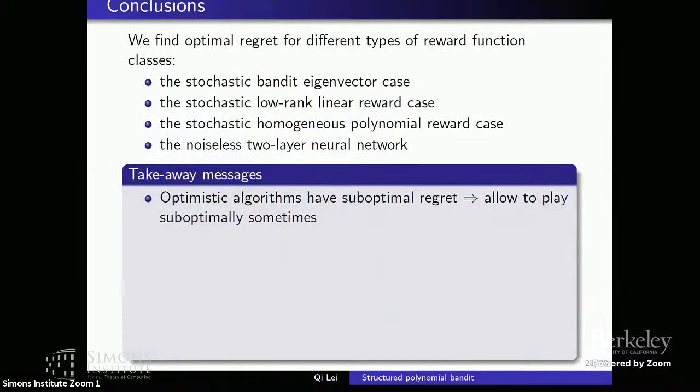In conclusion, we have found optimal regret for different types of polynomial reward functions, including stochastic bandit eigenvector, stochastic low-rank linear reward, and higher order homogeneous polynomials. The noiseless two-layer neural network I did not mention today, but you can refer to our paper if you're interested.